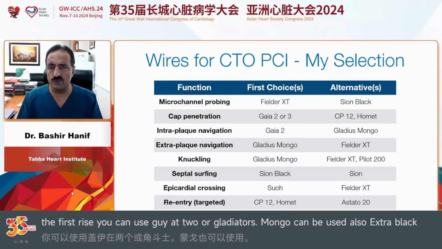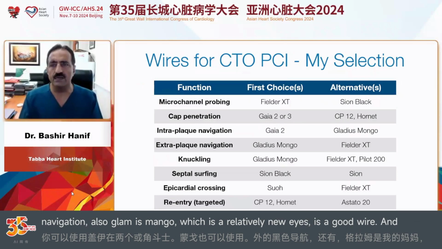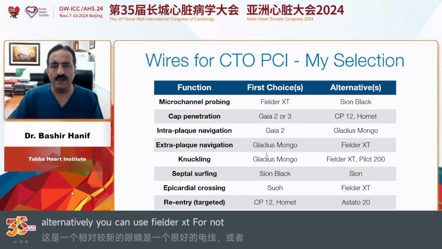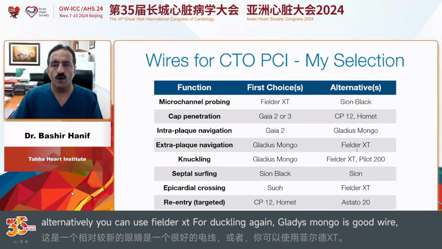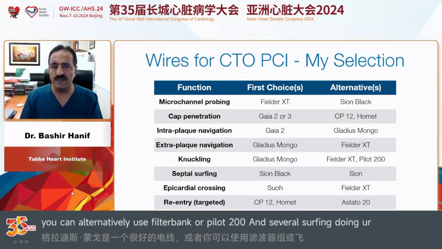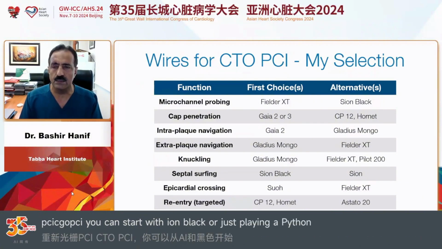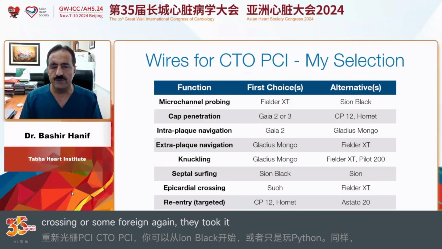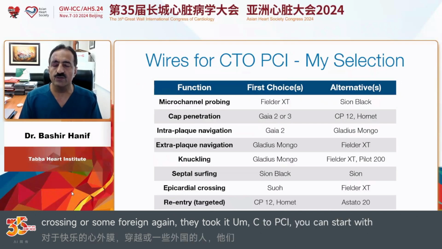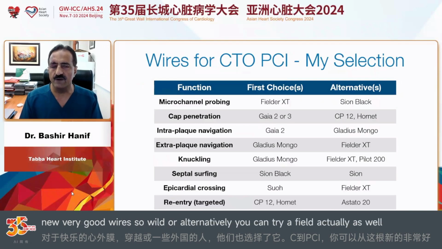For extra-plaque navigation also, Gladius Mongo, which is one of the relatively newer wires, is a good wire. And alternatively, you can use Fielder XT. For knuckling again, Gladius Mongo is a good wire, or you can alternatively use Fielder XT or Pilot 200. And for septal surfing during retrograde CTO PCI, you can start with Sion Black or just plain Sion. And similarly, for epicardial crossing, again for retrograde CTO PCI, you can start with one of the new very good wires, SUOH wire, or alternatively, you can try Fielder XT as well.